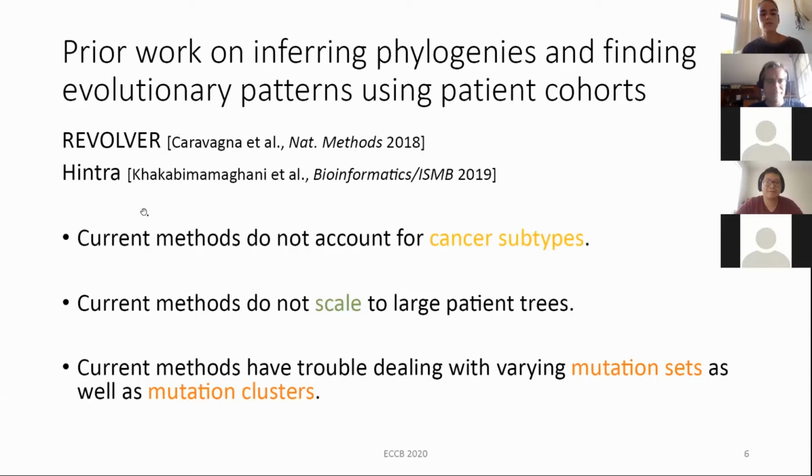One of the current limitations of these methods is that they don't explicitly account for different cancer subtypes. As we know, for a particular primary tumor location like breast cancer, not all patients are the same. They may have different subtypes. So when we think about learning and sharing patterns, we might want to account for that. There's also difficulty in scaling, especially with Bayesian methods in certain cases. And we also have trouble dealing with varying mutation sets as well as mutation clusters, which are key components that often come up in real biological data sets.